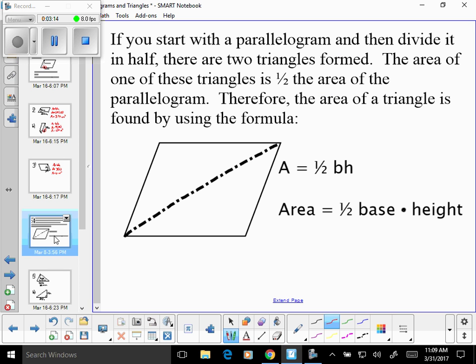The next polygon we're going to be working with is a triangle. It's based on a parallelogram. If you actually have a parallelogram and divide it in half by drawing a diagonal from one vertex to another vertex, you divide the parallelogram into two triangles. So the area of one of the triangles is going to be half the area of the parallelogram, which is why the formula for a triangle looks so similar to the area of a parallelogram. We are going to take 1/2 the base times the height.